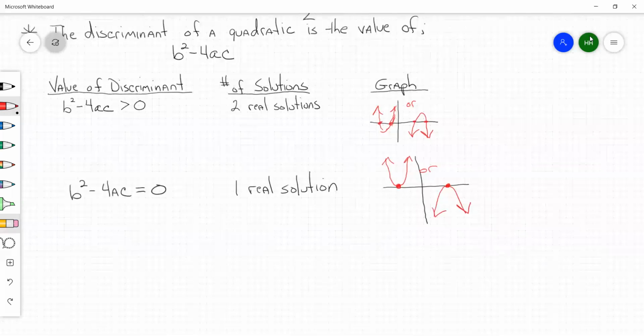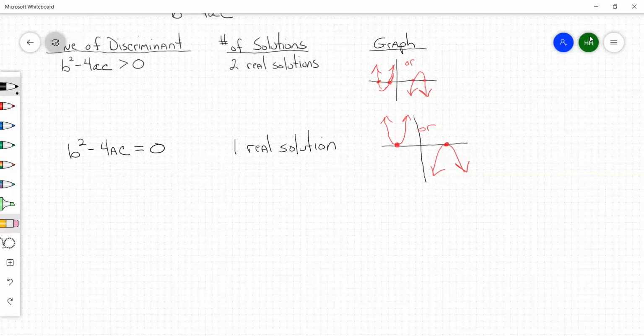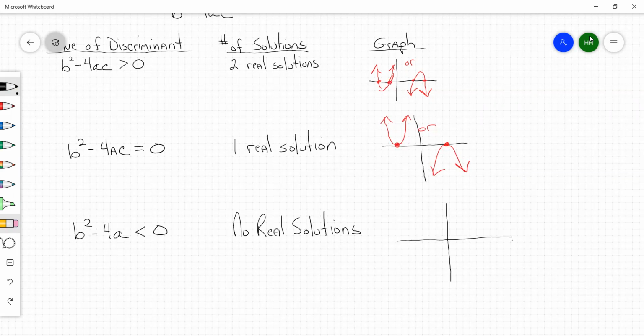All right, and the third case is when your b squared minus 4ac is less than 0. If your discriminant is less than 0, you have what's called no real solutions. So there's no x-intercepts. So the graph of the parabola would either look something like this, or it would look like this. It's just not going to hit the x-axis.